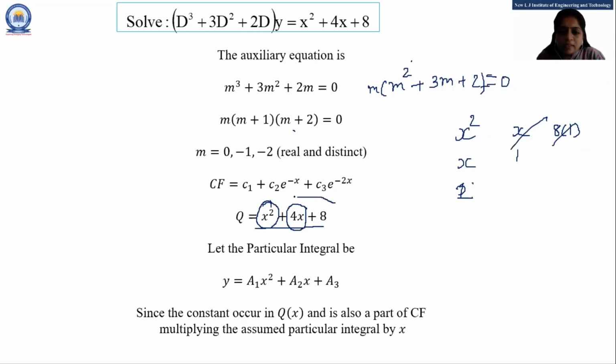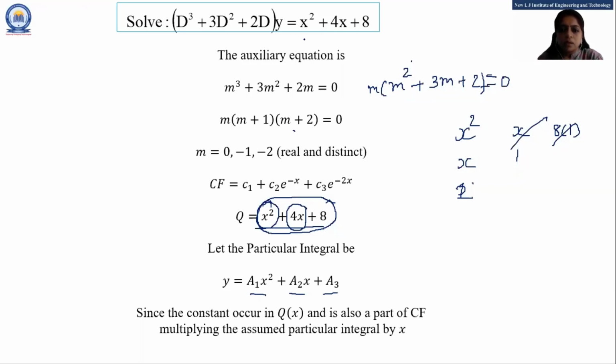The total family of my right hand side has only 3 terms, and that is x square, x and 1. So here a1 x square, a2 x and a3 constant term. This is my assumed particular integral. Got it everyone? Any doubt, students, for this assumed particular integral?